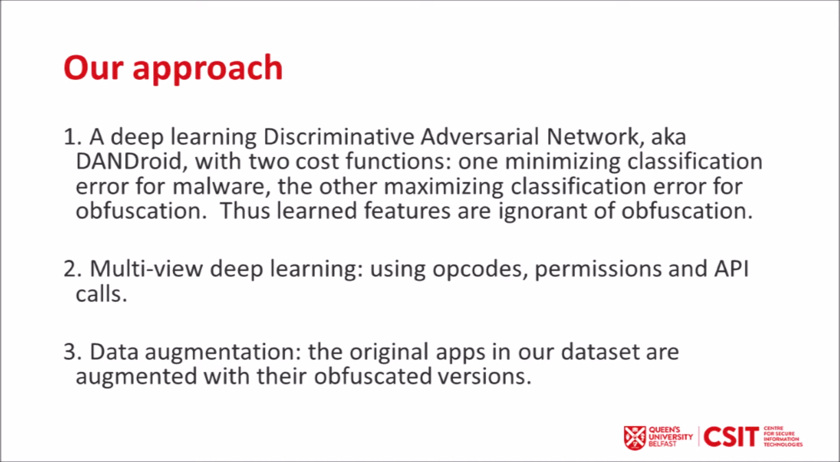Our approach then, firstly, a deep learning discriminative adversarial network, or DAN for short in DANdroid, with two cost functions, one to minimize classification error for malware, and the other to maximize classification error for obfuscation, meaning that features learned are ignorant, shall we say, of obfuscation. Secondly, multi-view deep learning, meaning more than one raw input feature set, using opcodes, permissions and API calls. And thirdly, data augmentation. We augment the original apps in our data set with obfuscated versions of the same apps.